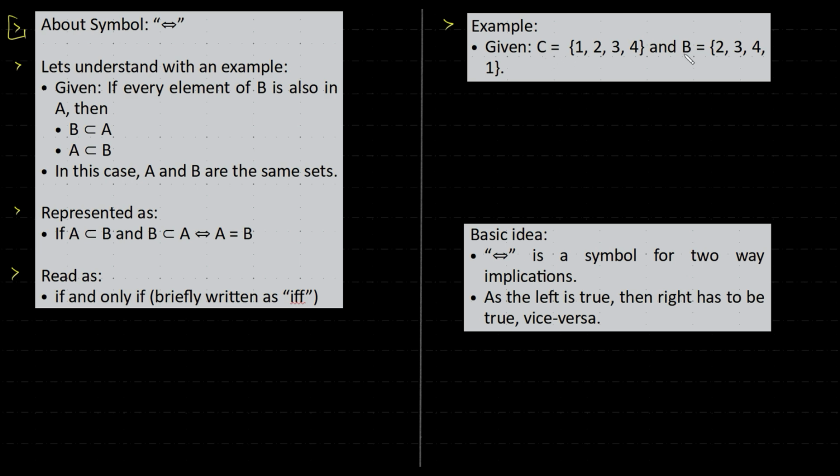We have sets C and B with the same elements. So C is equal to B over here. So with this, I can infer that C is a subset of B and B is a subset of C. But if I have this information, I can talk about C being equal to B. So from both ways, I can tell that if the LHS is true, then the RHS is true. And if the RHS is true, then the LHS is true, vice versa, right?